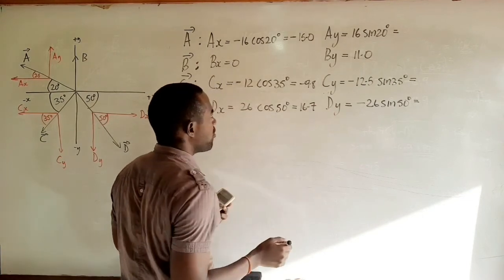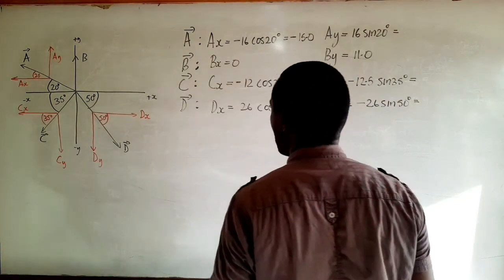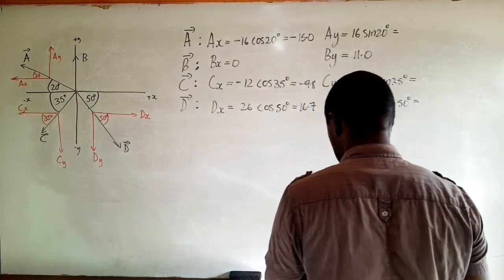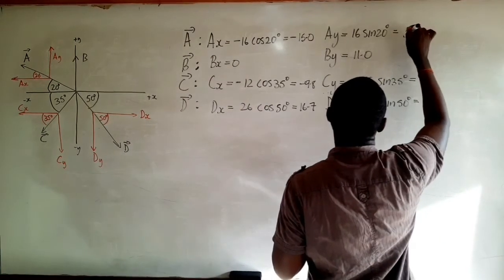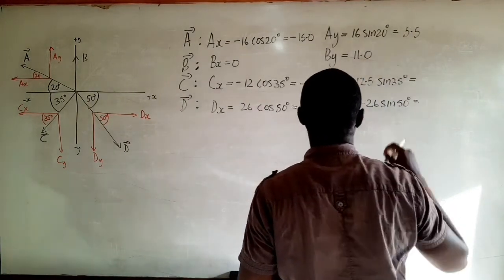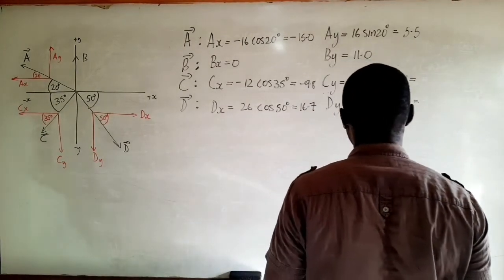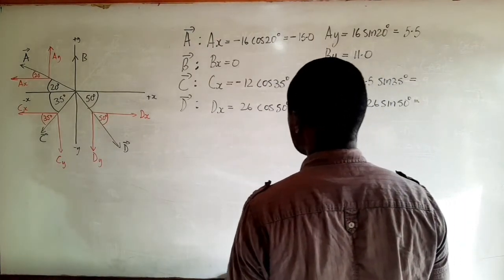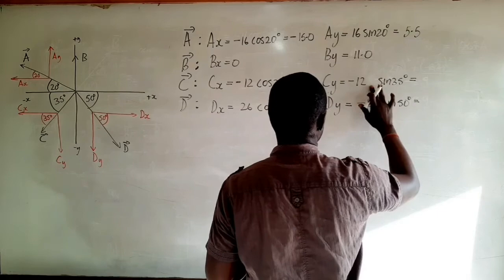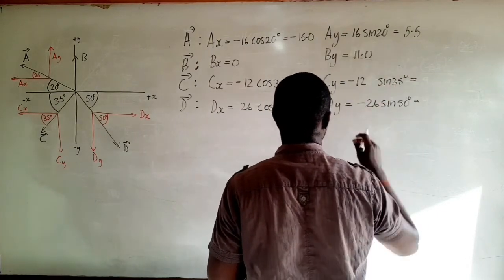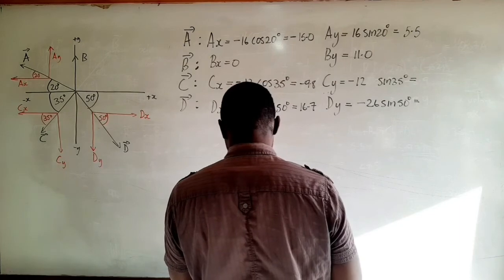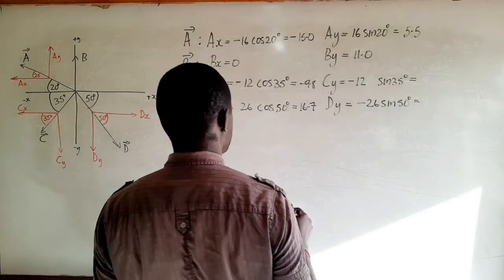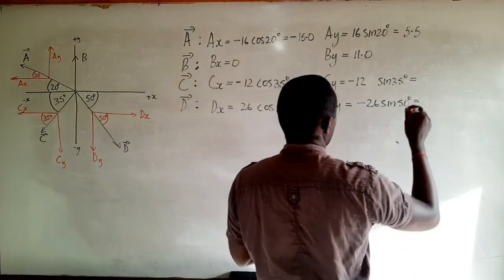We come over to the y components. So Ay is 16 sine 20. This is 5.5 to 1 decimal place. No need to work that out there. Cy is minus 12 sine 35. Oh, not 12.5 but 12. So minus 12 sine 35. So this is vector Cy, minus 12 sine 35. This is minus 6.9.